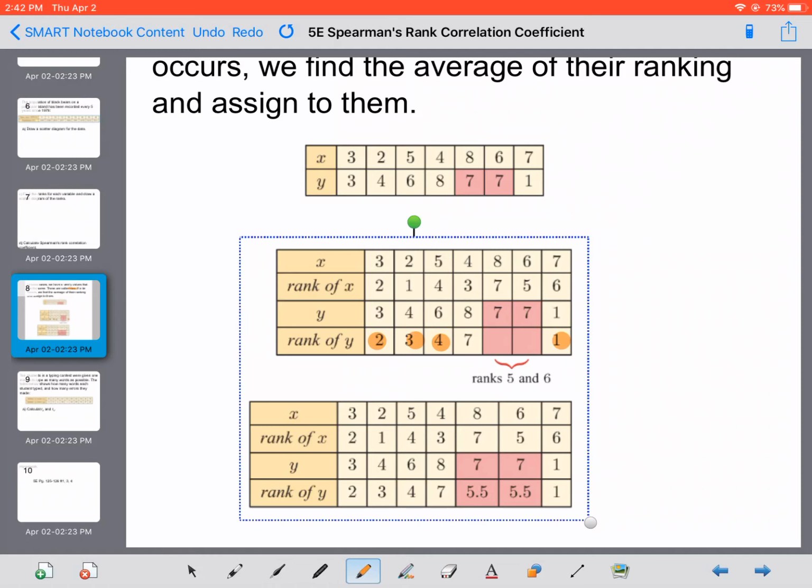So you find the average of 5 and 6. 5 plus 6 divided by 2, and that's where that 5.5 is coming from. You give both of those a 5.5 rank, and then since we've used 5 and 6, our next ranking would be number 7. So that's why the 8 is a rank of 7.